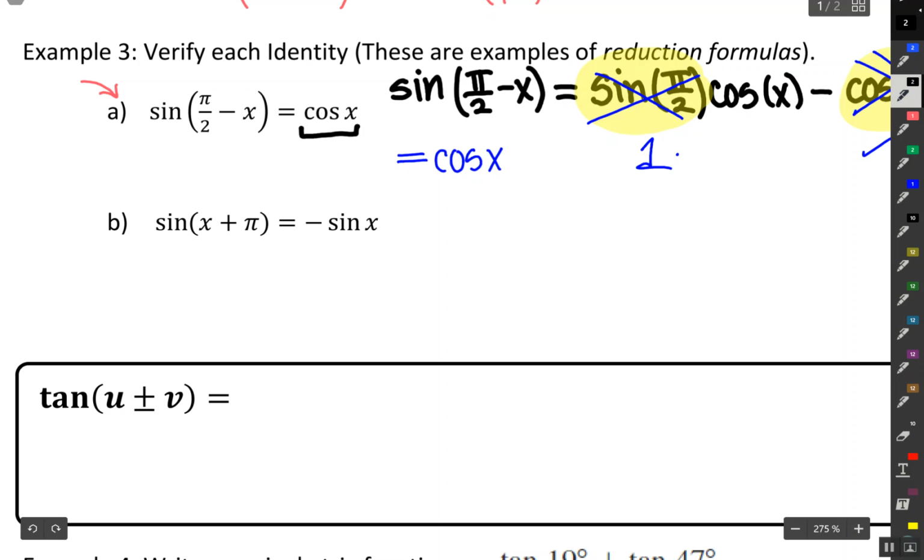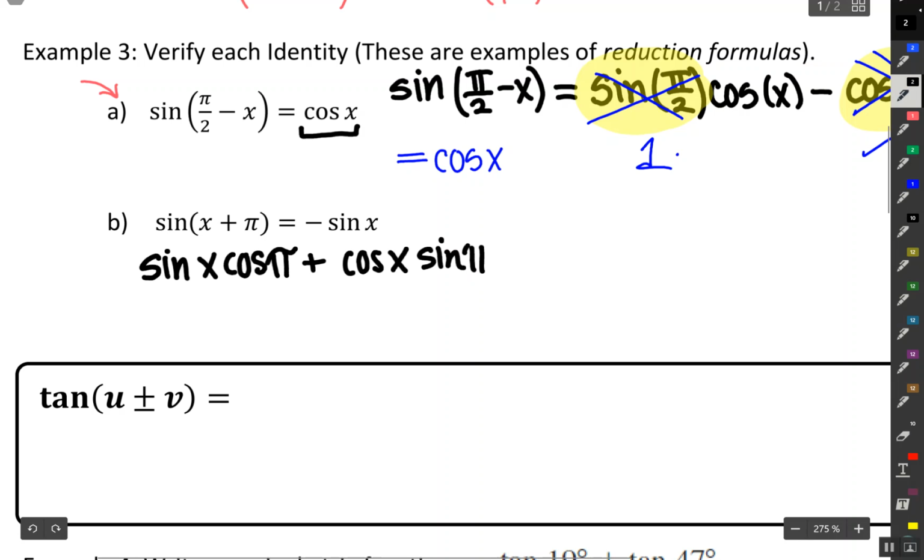Okay, so same formula: sine, cosine, cosine, sine. Okay, and always using the first one first, which is x, and the second one second in each. Okay, we're trying to prove that this is equal to negative sine.